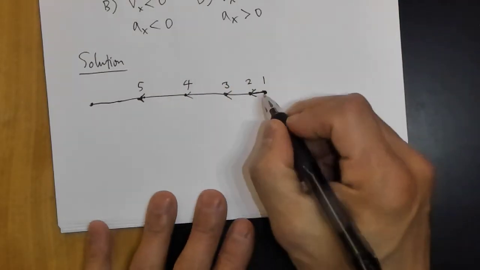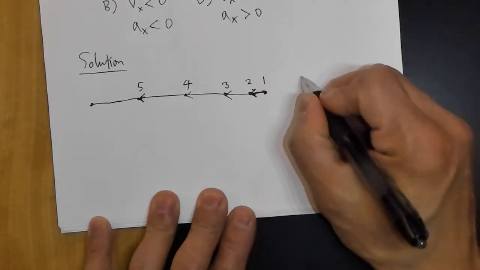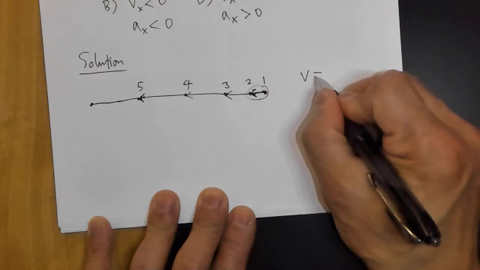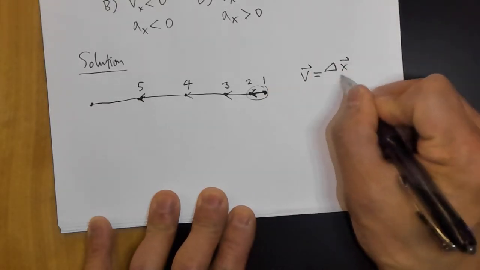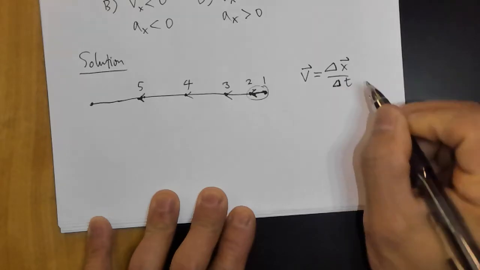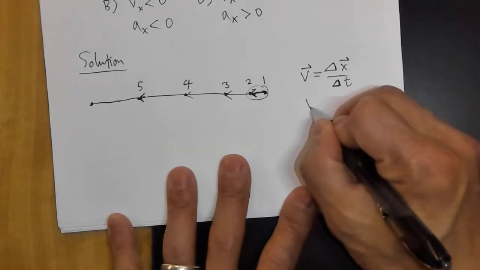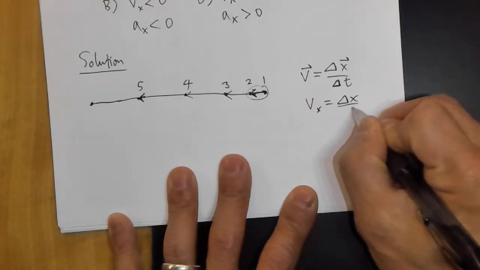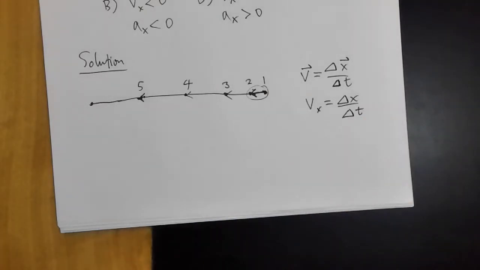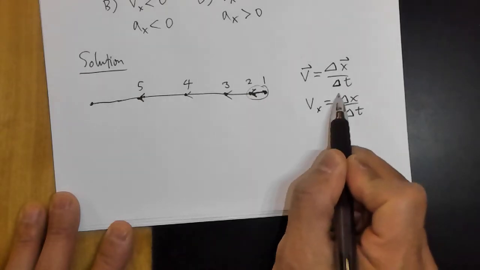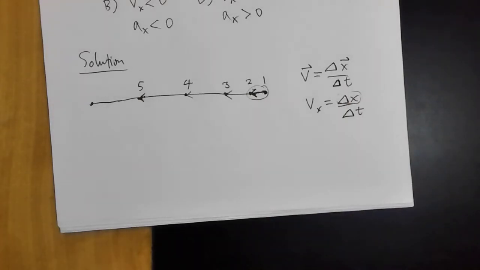Okay. And so when you think about the velocity, let's say in this interval, it will be equal to the displacement divided by delta t. The delta x over delta t. If you don't like me putting all these vectors on, just vx is equal to delta x over delta t. Now, because it's going to the left, this delta x will be negative, and that's why vx will be negative. Everybody clear on that?